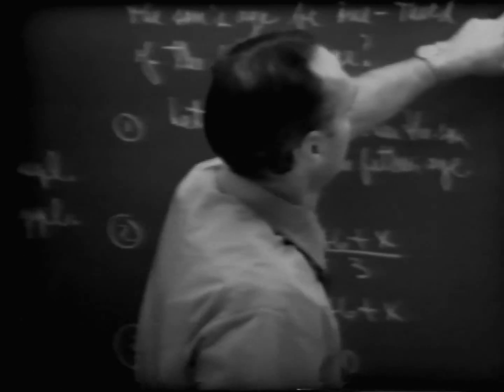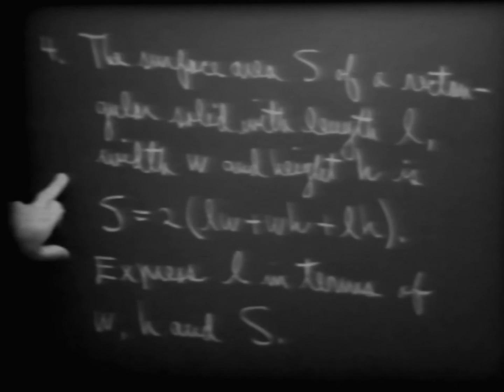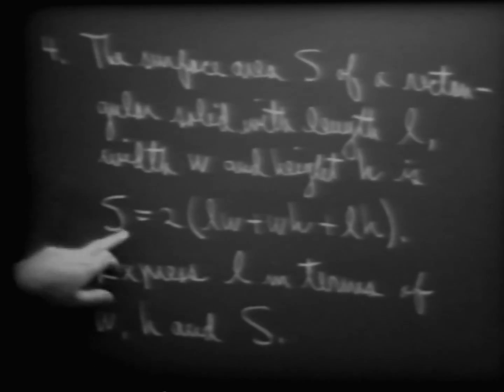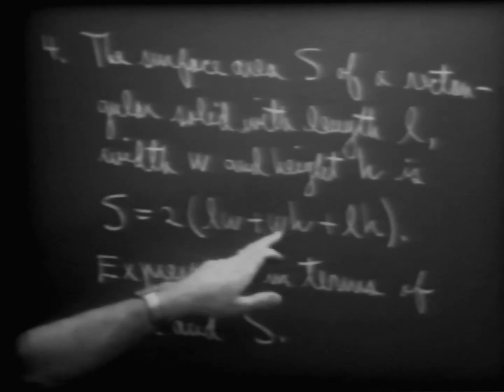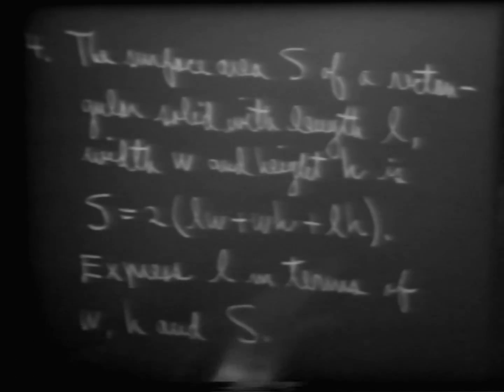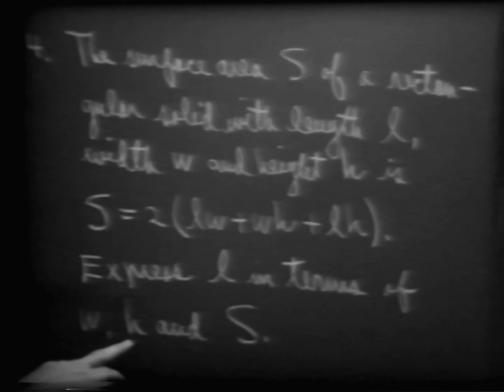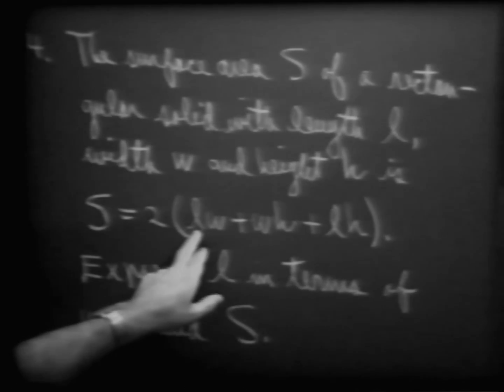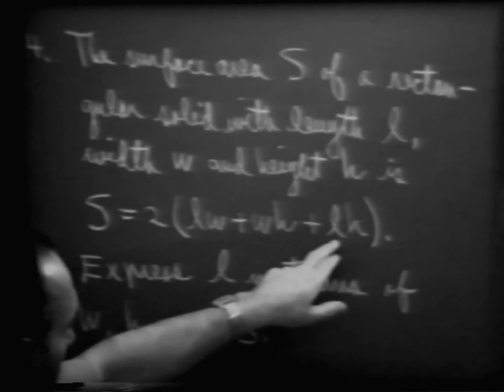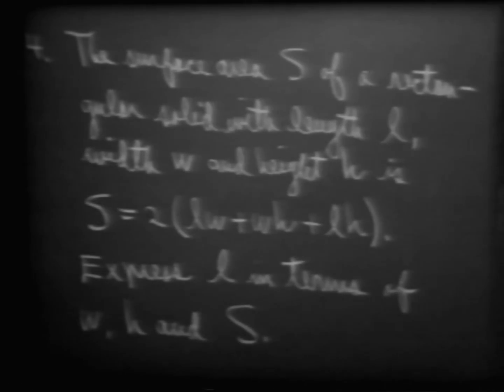In this case, we have the surface area S of a rectangular solid with length L, width W, and height H given by this formula. S equals twice LW plus WH plus LH. Now it says express L in terms of W, H, and S. So you look in here and we see an L here and an L here. We want to express that L in terms of everything else.